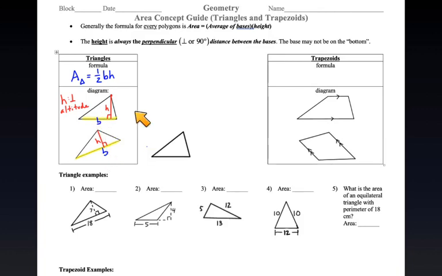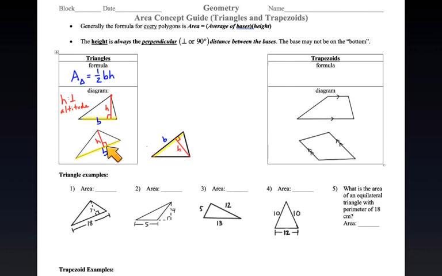Now, to be clear, this is a copy of this triangle right here, same triangle. If I say that this side is the base, that's fine. You can say that this side is the base, but the height has to come from this opposite vertex and be perpendicular to it. So it does not matter which side you use.